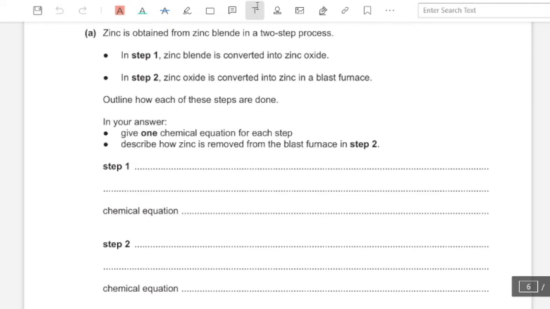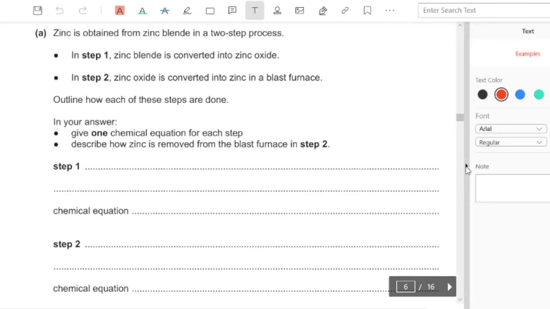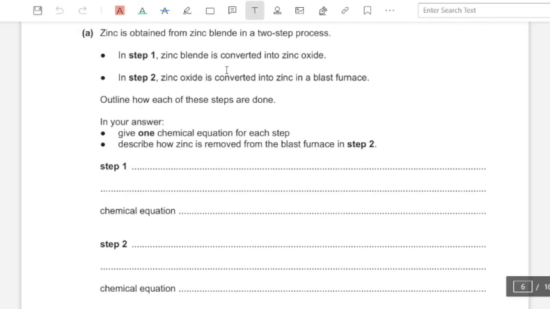Okay, so in step 1, zinc blend, that is zinc sulfide, reacts with oxygen or gets blasted in hot air to produce zinc oxide and sulfur dioxide.